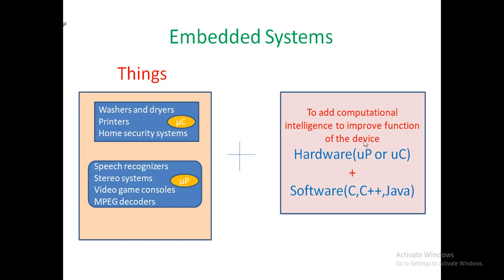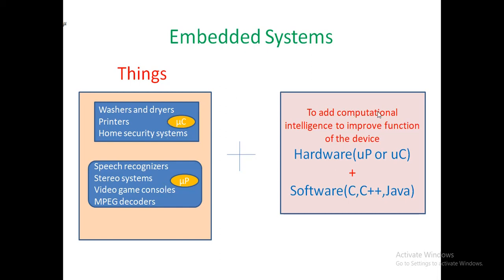How to improve the function of the device? For that device, you can add some computational intelligence. How can you add computational intelligence? Through this hardware plus software. As I told earlier, you make an embedded system with the help of a microcontroller or microprocessor. I list a few examples of microcontrollers and a few examples of microprocessors.